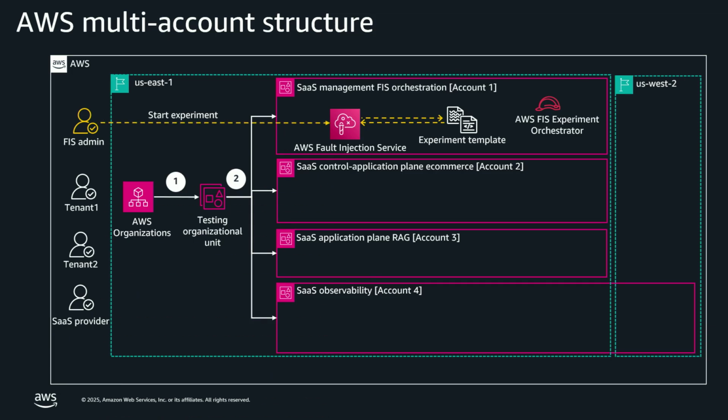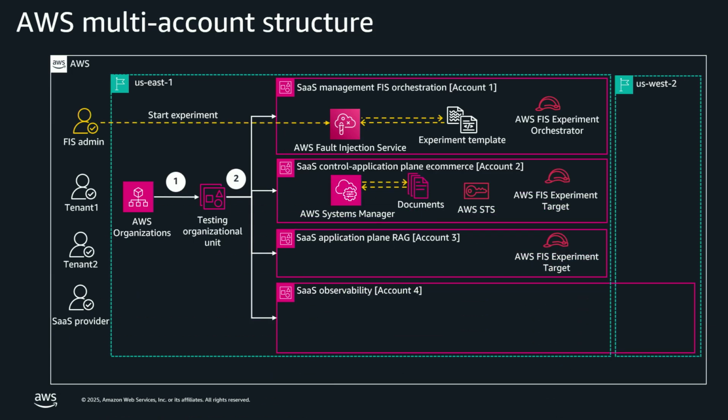So we have account 1 representing the single pane of glass for AWS FIS experiments with the AWS FIS experiment orchestration. And then we have account 2 representing the control plane and the e-commerce application plane, where we have Systems Manager to induce custom faults based on the Systems Manager documents, along with AWS STS to perform cross-account authorization with the FIS experiment target. And then we have, again, account 3 for the RAG solution.